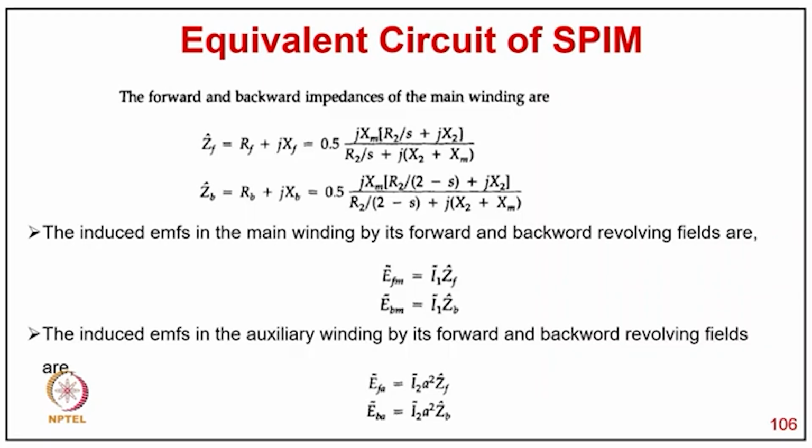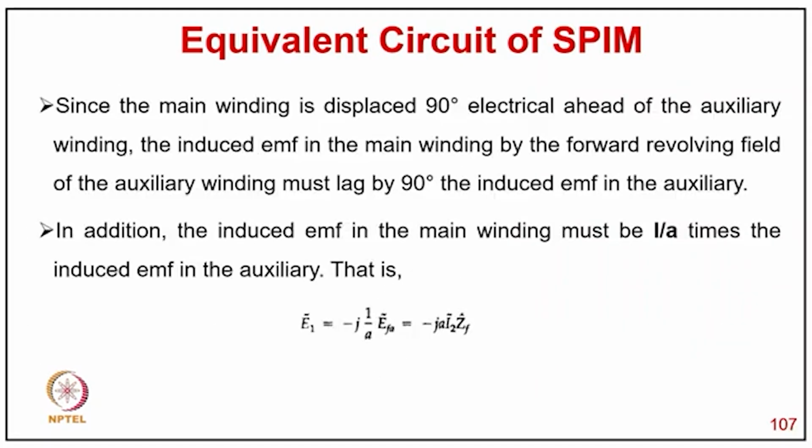Similarly, the induced EMFs for the auxiliary winding will be EFA equal to I2A squared ZF and EBA equal to I2A squared ZB. Since the main winding is placed 90 degrees ahead of the auxiliary winding, the induced EMF in the main winding by the forward field must lag by 90 degrees the induced EMF in the auxiliary. In addition, the induced EMF in the main winding must be 1 by A times the induced EMF in the auxiliary winding. So E1 will be equal to minus EFA by A, that is minus jA I2 ZF.